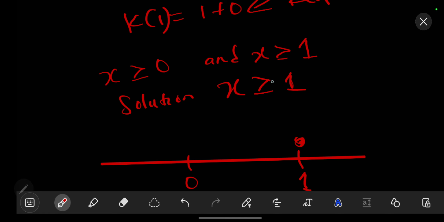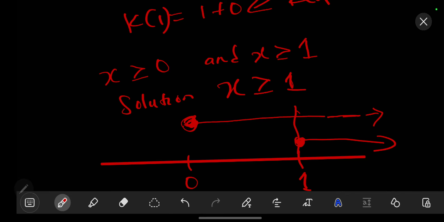All the values that are greater than 1 are on this side. That's the meaning of x is greater than or equal to 1. Then for this one, we are going to have x is greater than or equal to 1. Greater than or equal to 1 means you are going to be going to your right like that. What this means is that you already see that they are both going in the same direction.